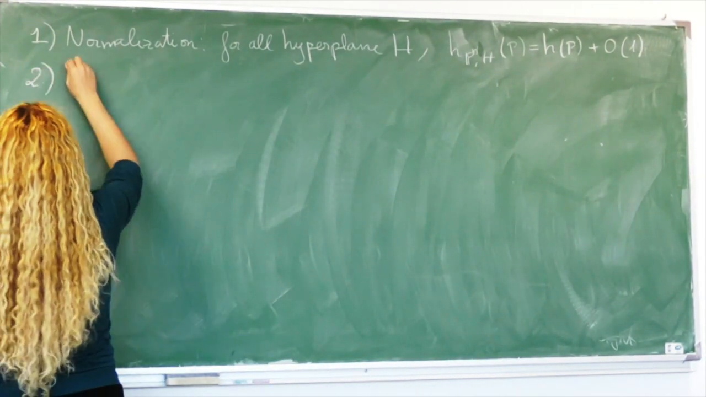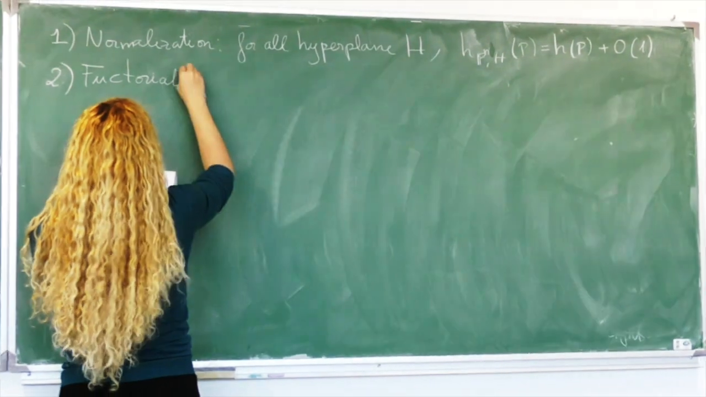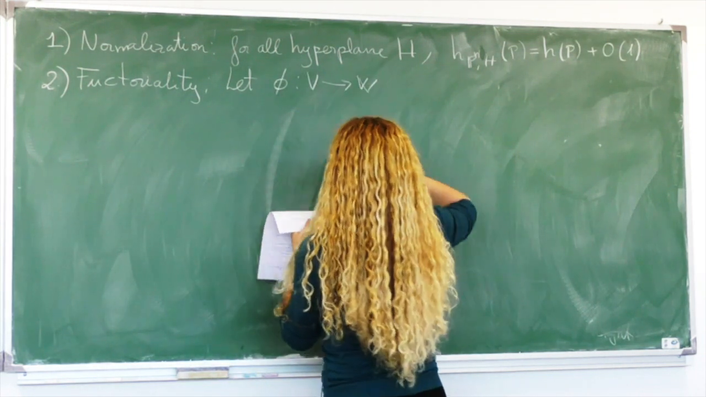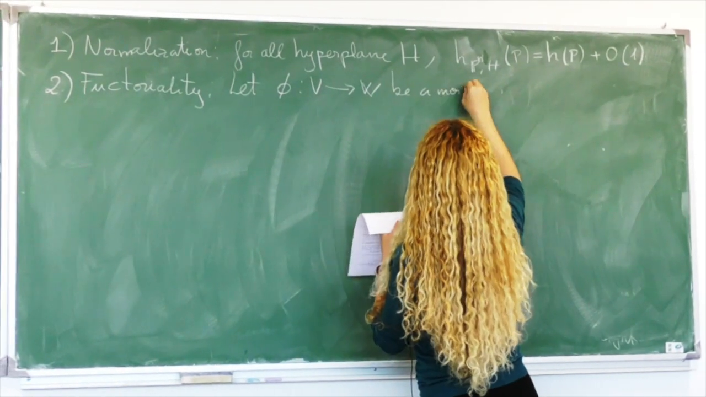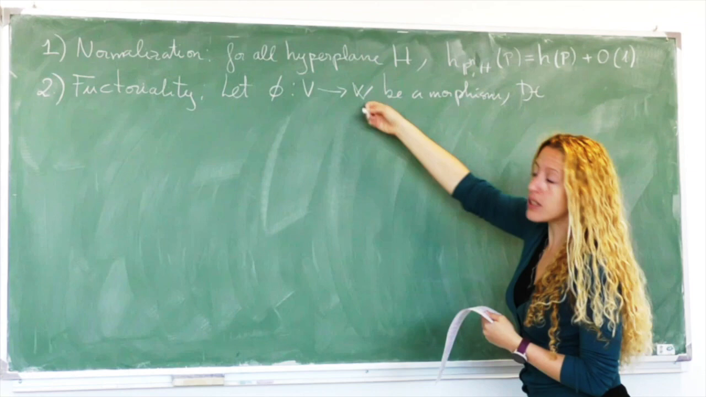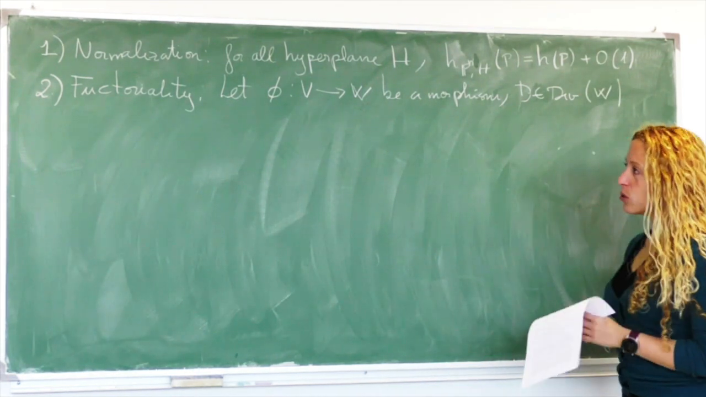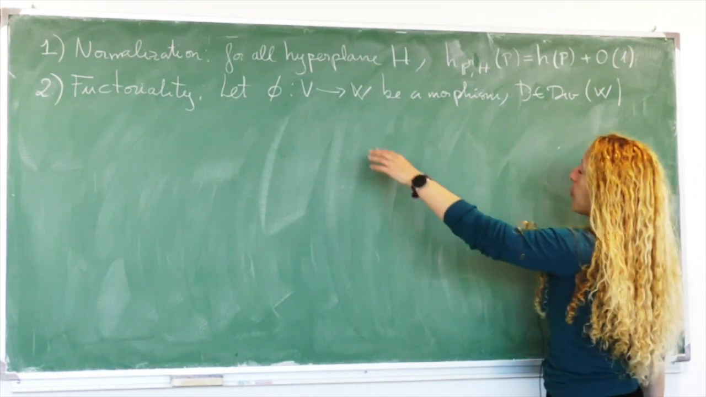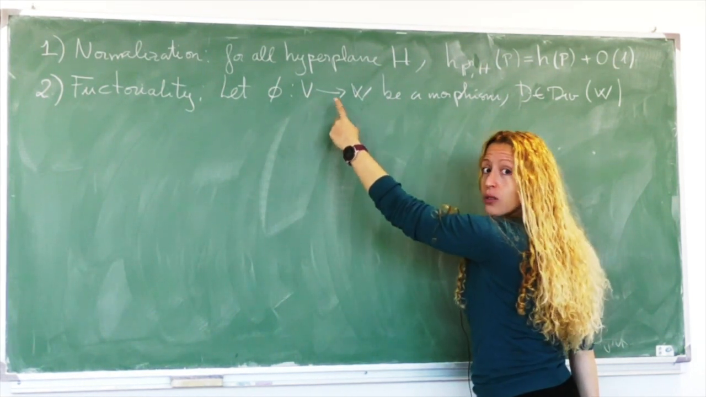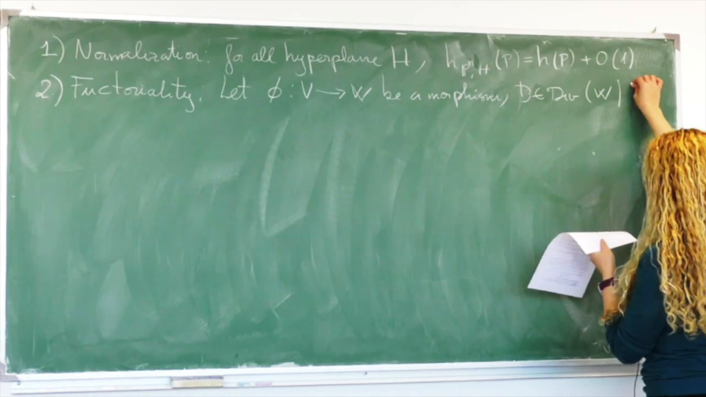The second property is called functoriality, and says that if we have a morphism of varieties from V to W, and D is a divisor on W, what I want to do is relate the height corresponding to the divisor on W to the height on V corresponding to the divisor that is the pullback of the divisor D on V. And actually we get what we are expecting.